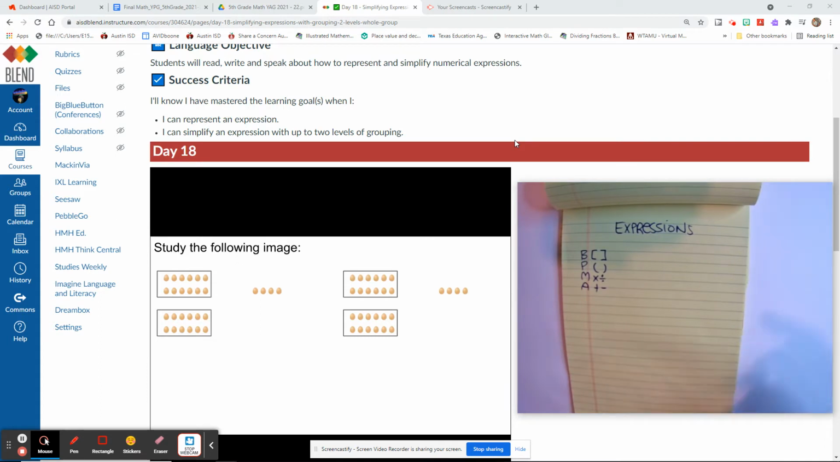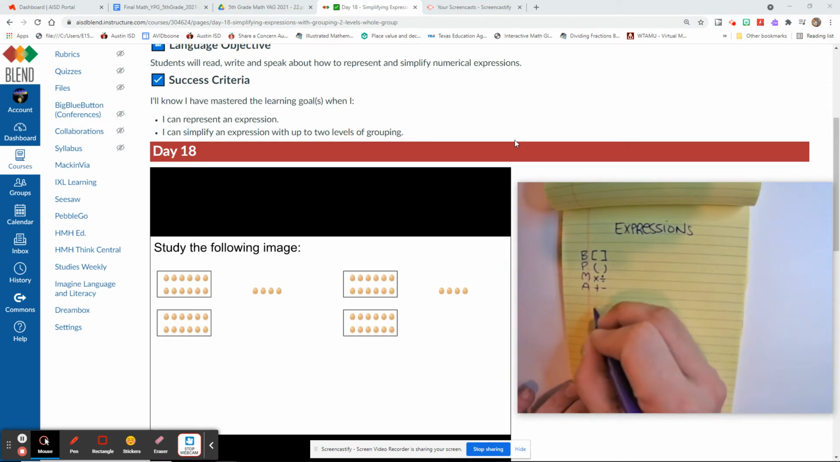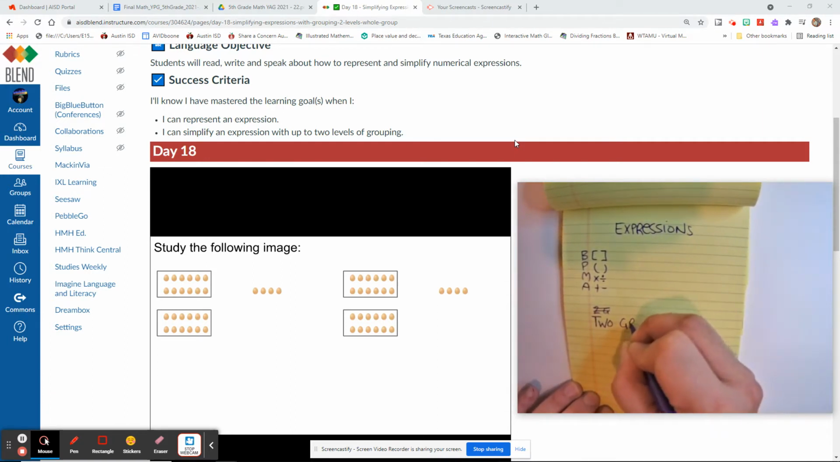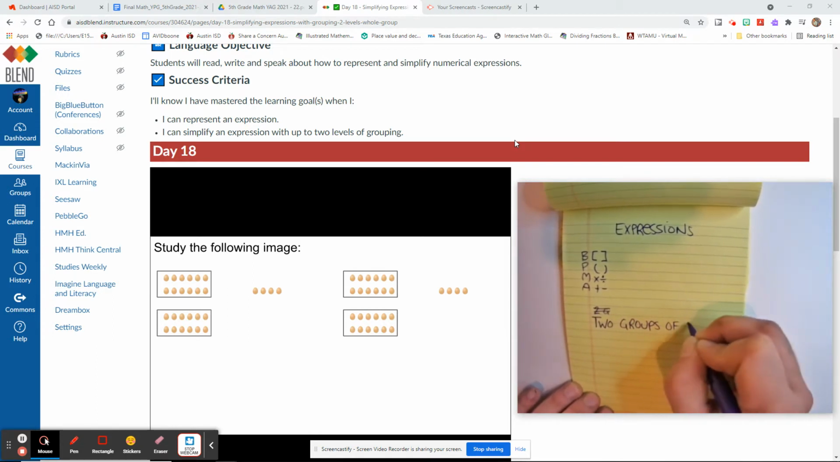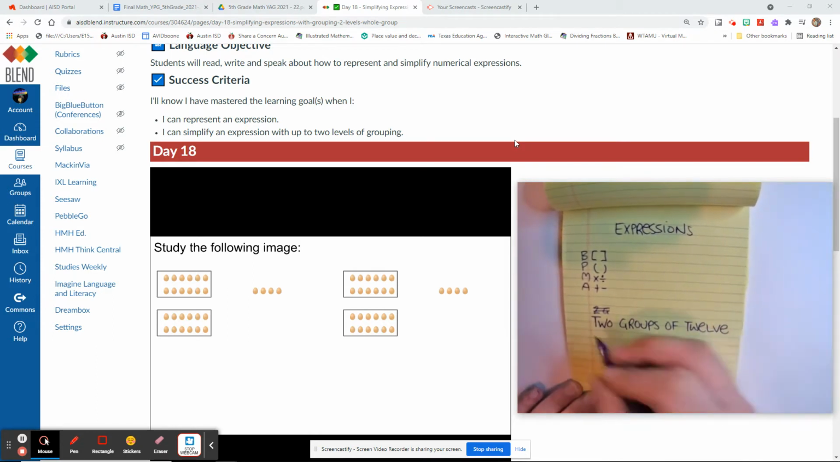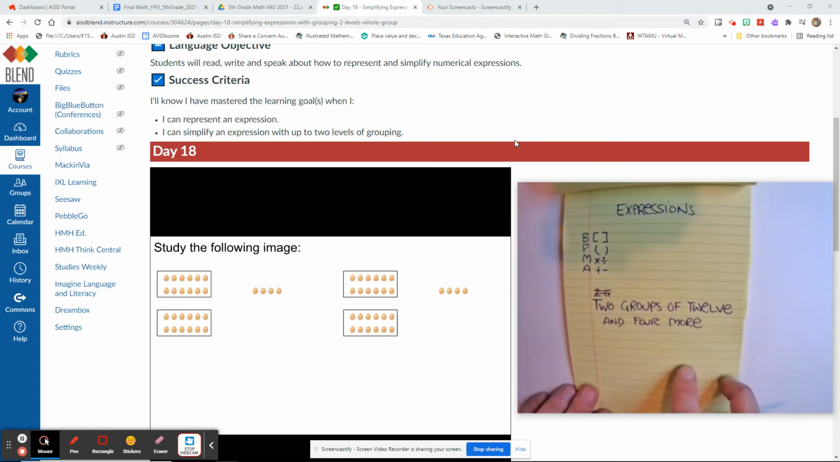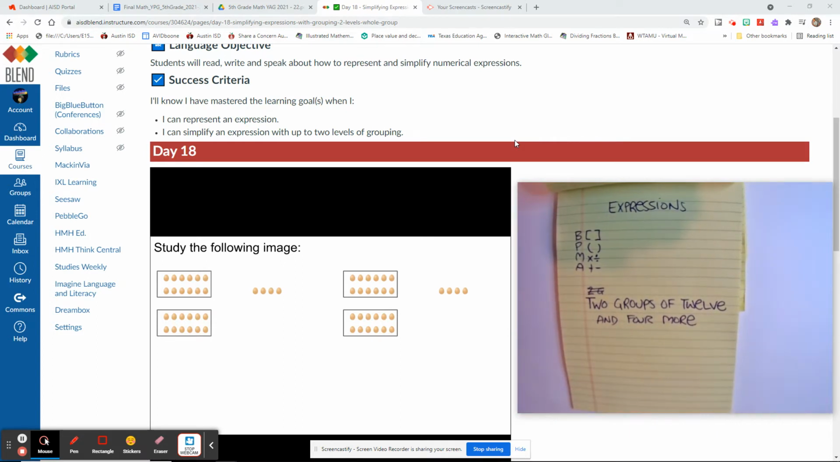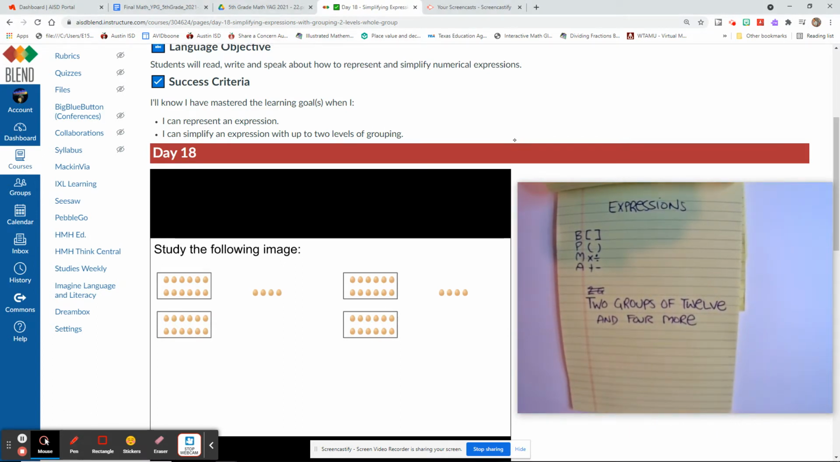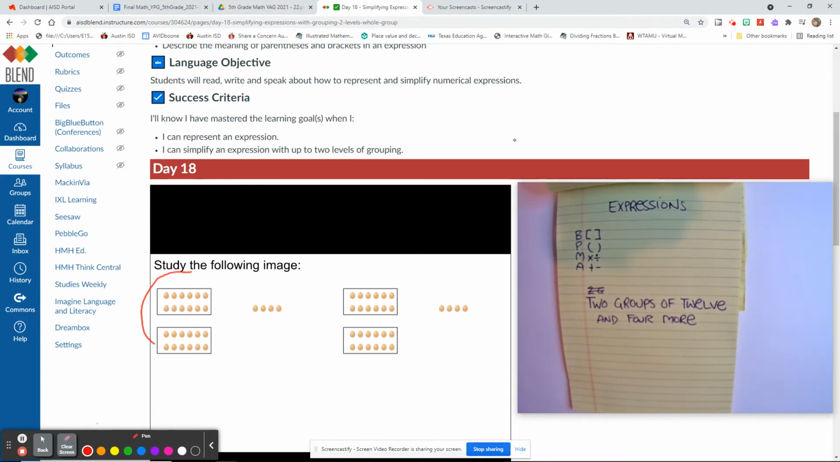And right now, over here, it looks like we're looking at, just like before, two. Actually, let me use words. Two groups of 12 and 4 more. So that would be how we could explain our first picture. Oops, I need the pen. There we go. So that's two groups of 12 and 4 more.